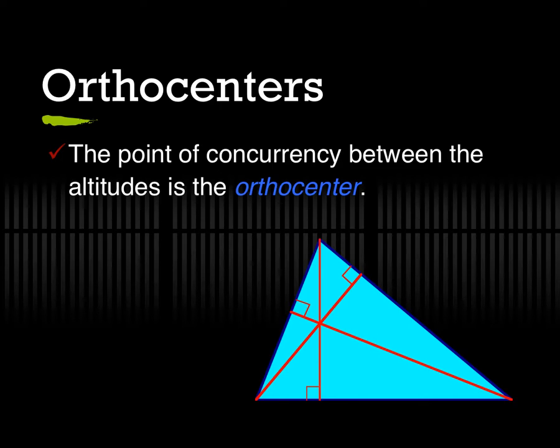Again, that's called an altitude. You take all three altitudes in a triangle and they meet at a point called the orthocenter. The orthocenter has no special properties. It's not the center of any circle, it's not any weird distance, it's just the orthocenter.